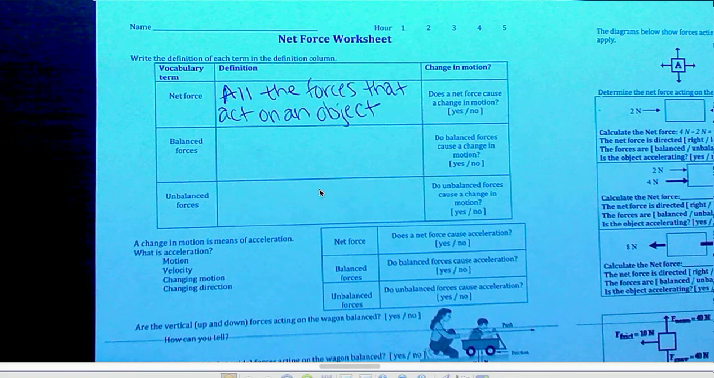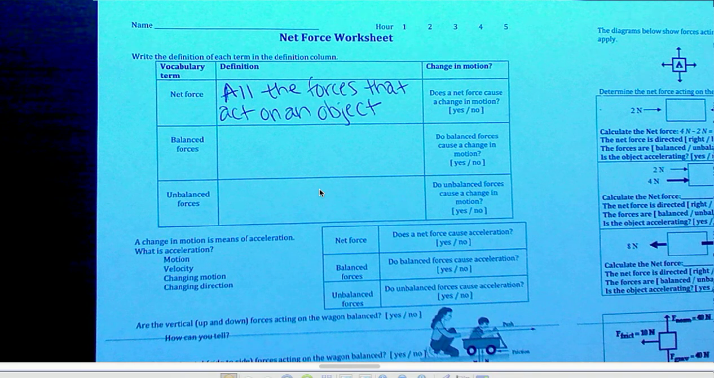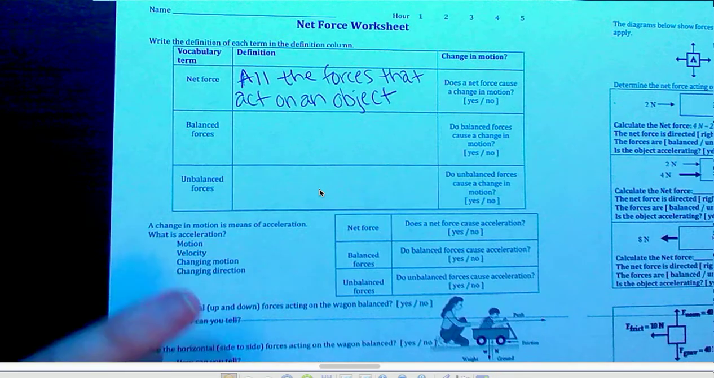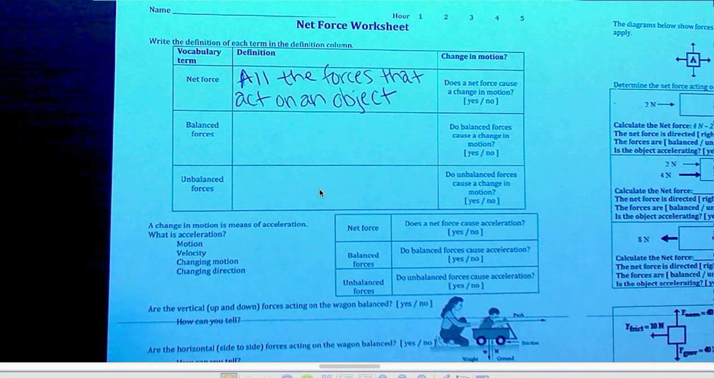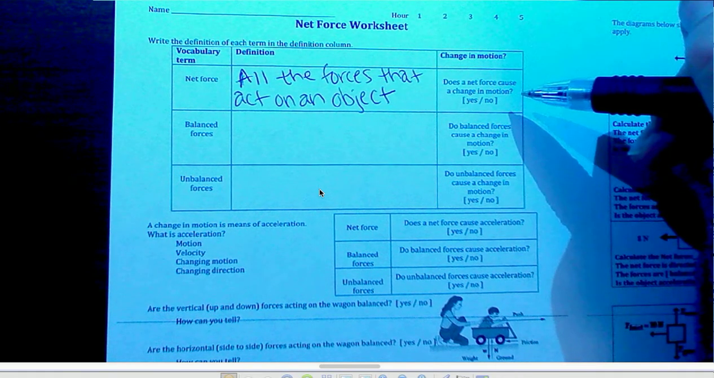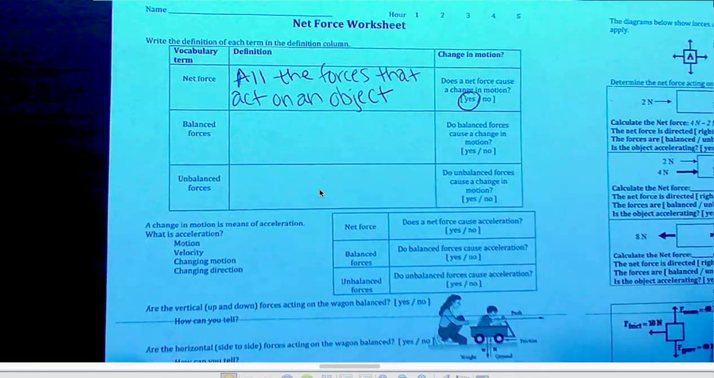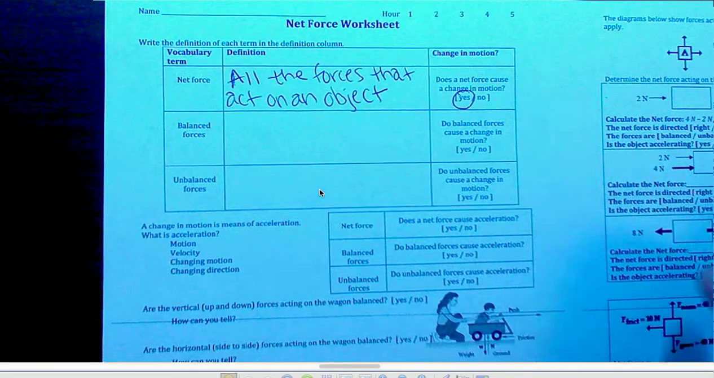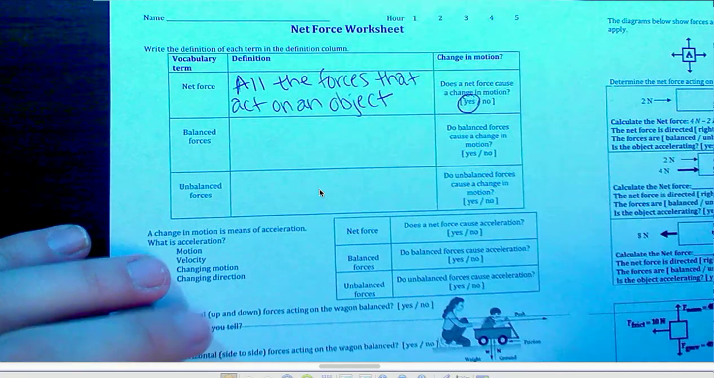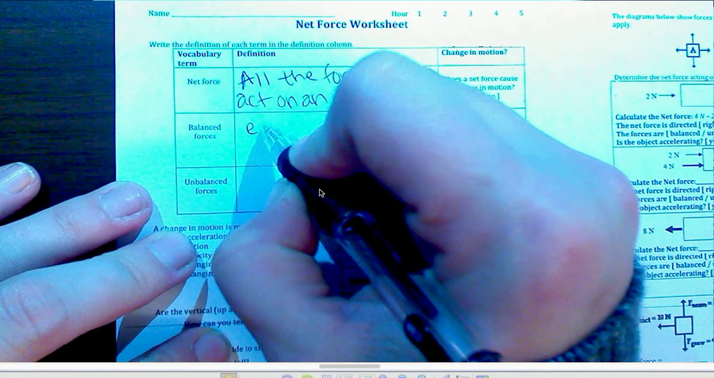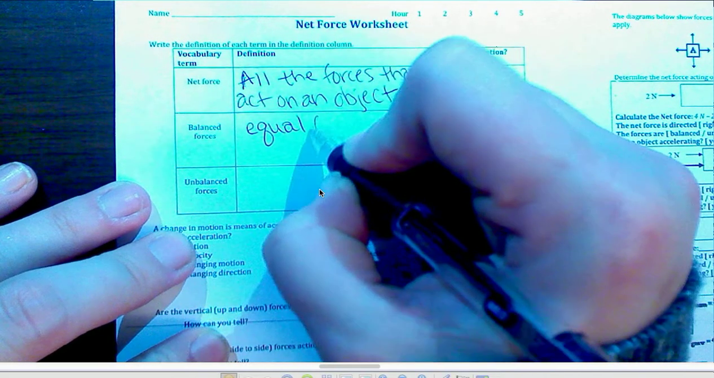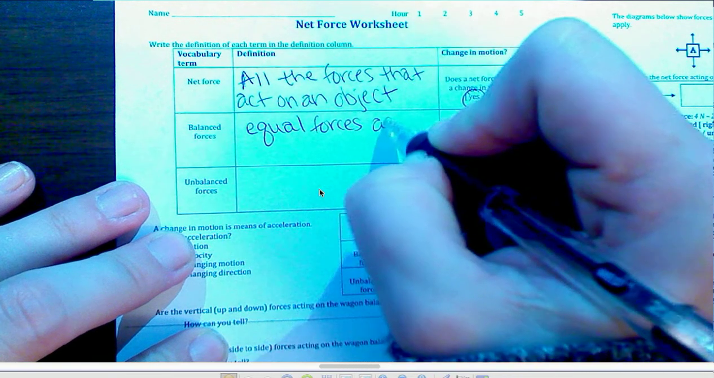Okay, so a net force, if the net forces are not equal, if there's a stronger force on one side of the object that's pushing it, and the force on the opposite side is not strong enough to push back with the same force, then yes, it can cause motion. So what we're looking at is, is it balanced or unbalanced? Balanced forces are equal forces acting on the object.